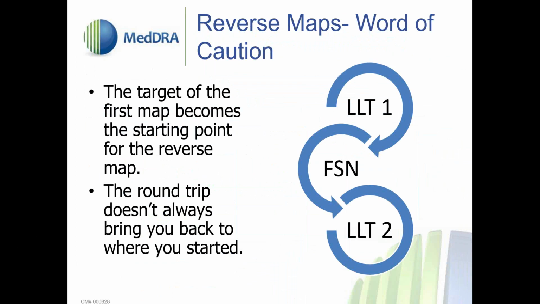The map was and is bi-directional. And the way I phrase this is that the round trip doesn't always get you back to the place you started. So it's important to be aware of that if you're utilizing the bi-directional maps, that you understand how where you start is going to impact where you end up.